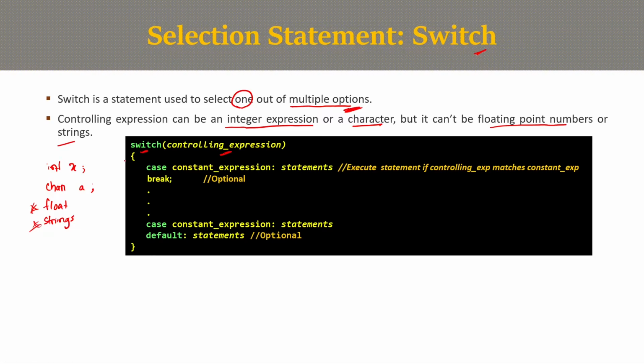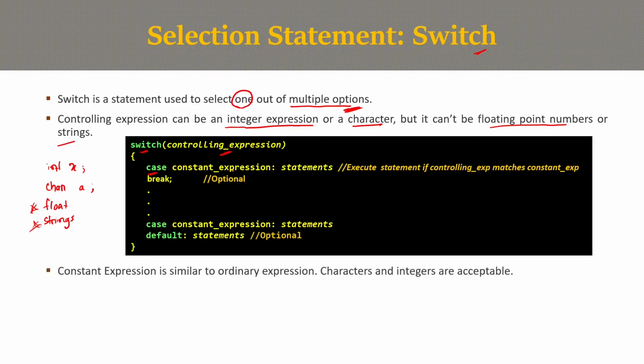Now after this, similar to our if decision making statements, we use parentheses. Within this we are writing another keyword, which is case, and this is a keyword that we must always write. Then after case we are writing a constant expression. And what is this constant expression? This constant expression is similar to an ordinary expression. Here characters and integers are acceptable, like x and a.